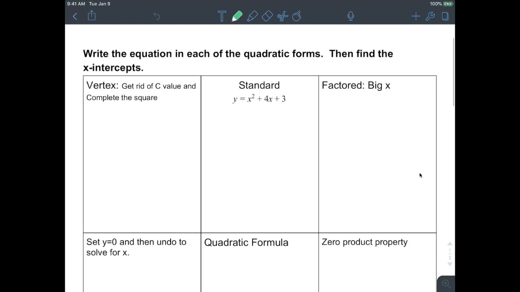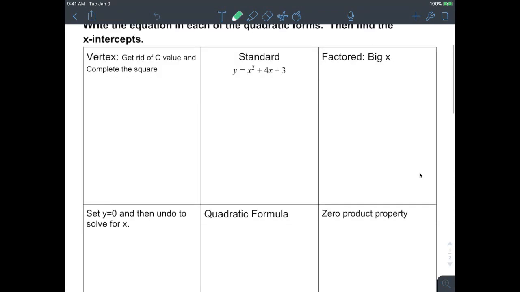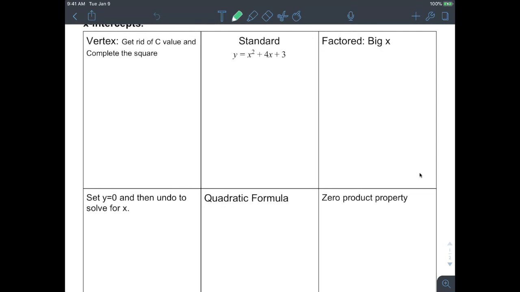Today I want to show you how to change your quadratic equation from standard form into factored form and into vertex form. And then from each one of those forms, how to find the x-intercepts or the roots or the solutions they're called.